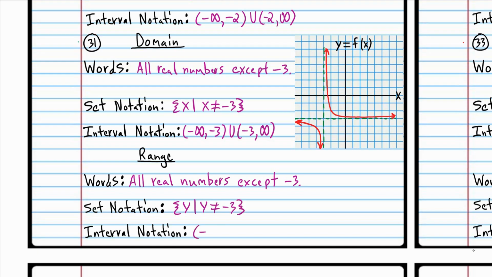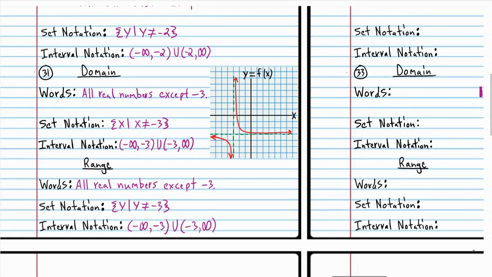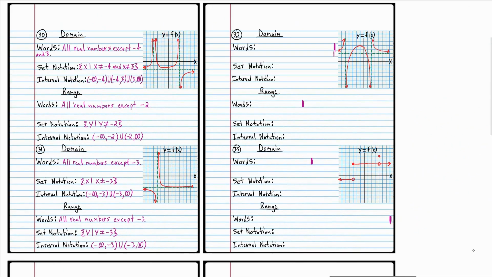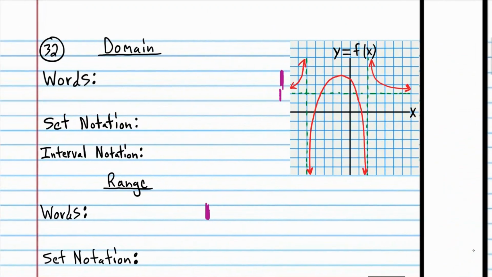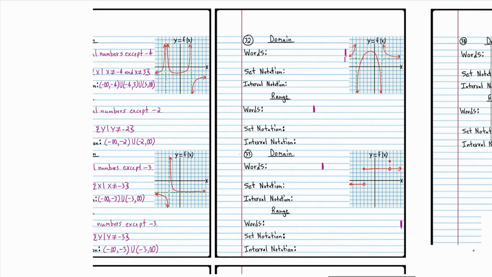And in interval notation, negative infinity, comma, -3, union, -3, comma, positive infinity. So if you got that right, excellent. All right, on to number 32. Go ahead and try 32, and when you come back, we'll do it together.